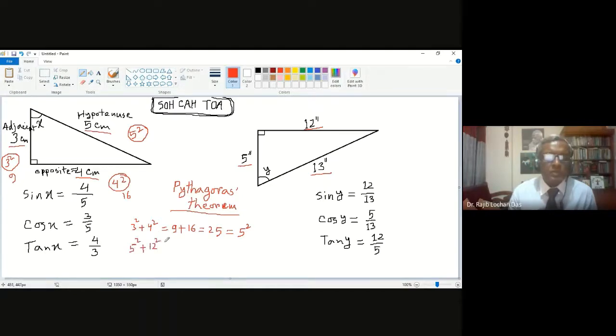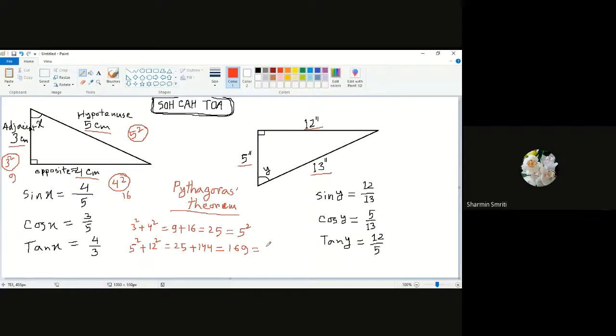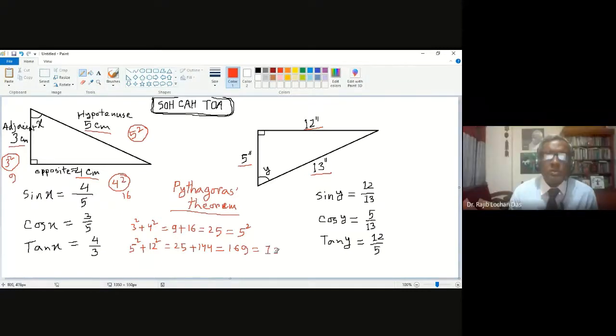And about the second one, again the same way, 5 square plus 12 square. What is 5 square? 25. What is 12 square? 144. So what is the summation? 169. Is it 13 square? Yes, sir, 13 square. So this is also correct.